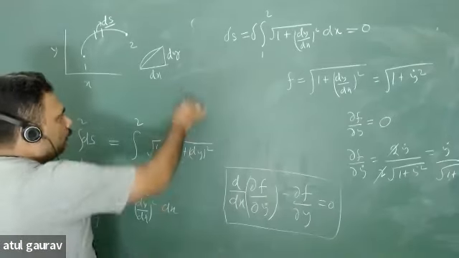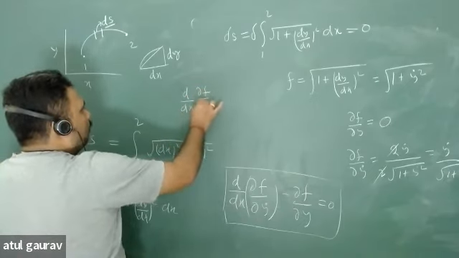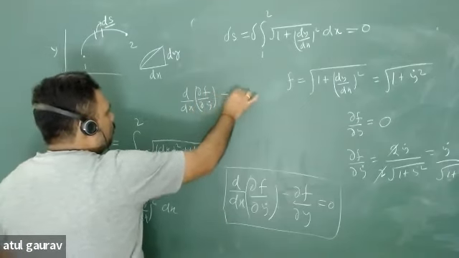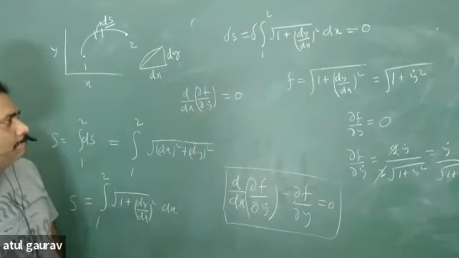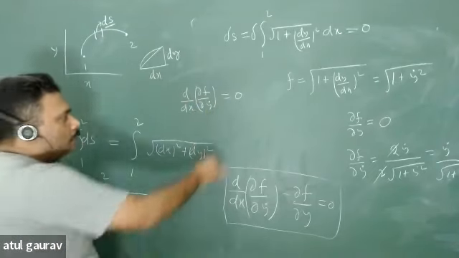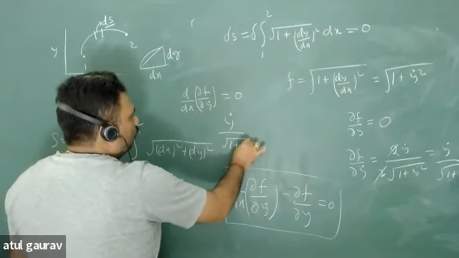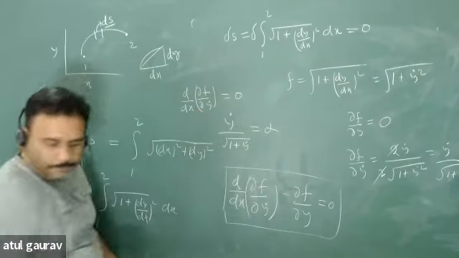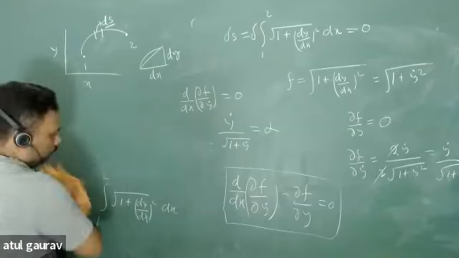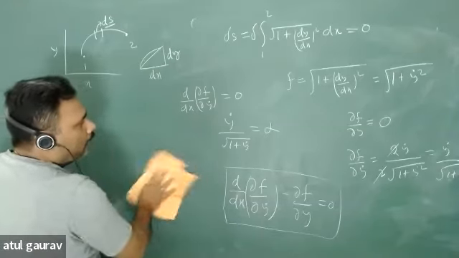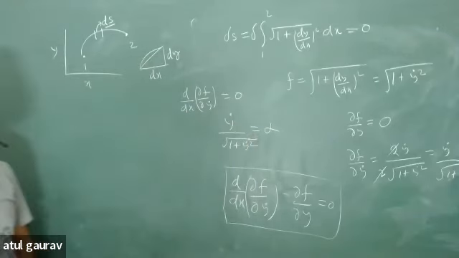Then what will happen? d upon dx of del f upon del y dot must be equal to 0. That means this quantity must be constant, isn't it? So y dot upon root under 1 plus y dot square must be equal to alpha. Y dot square, obviously. Thank you. This is y dot square, and that must be alpha.